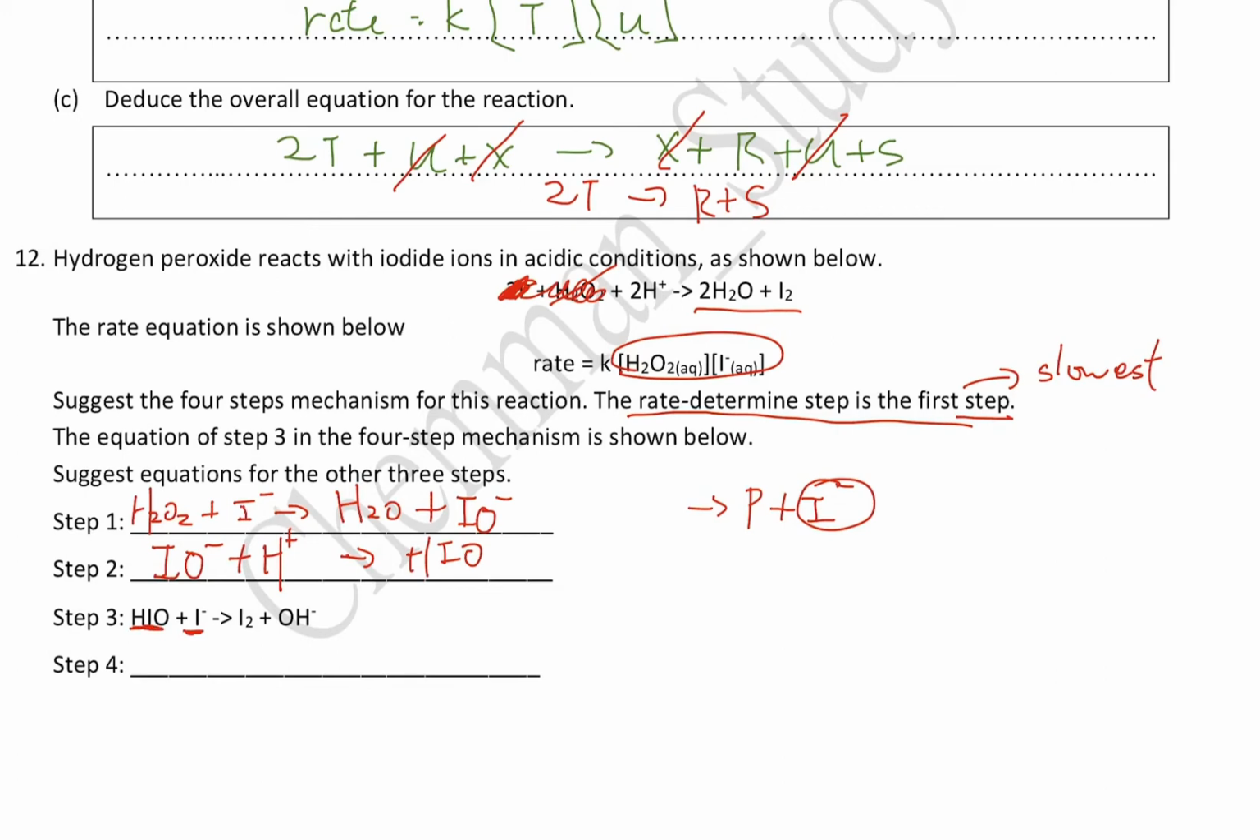And then based on step 3, they will form iodine as a product already. So I put iodine as a product, so you don't need to rewrite iodine in step 4. Then the only thing that you can consider as an intermediate must be OH minus, because you can't see any OH minus on the product side of the overall equation.